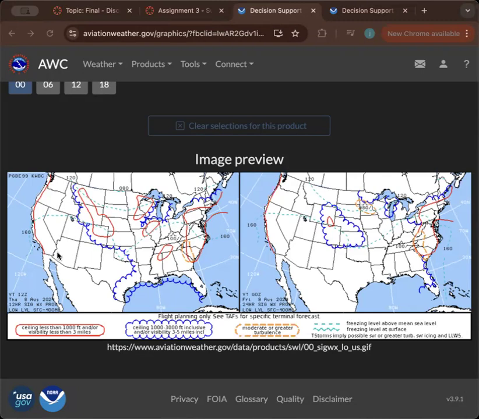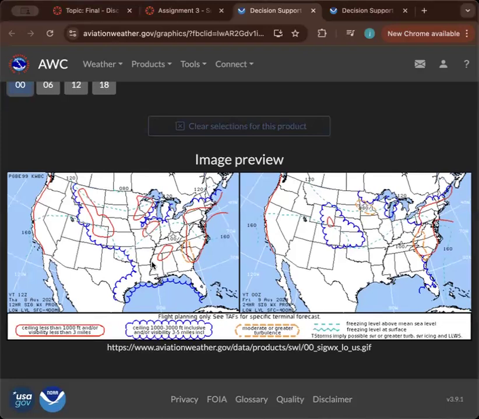All right, so I'll just get right into this. We're starting with talking about the low-level prognostic chart. Low-level prog charts are generally used to tell if there are any hazards, heavy weather, turbulence, things like that that might be affecting a flight.